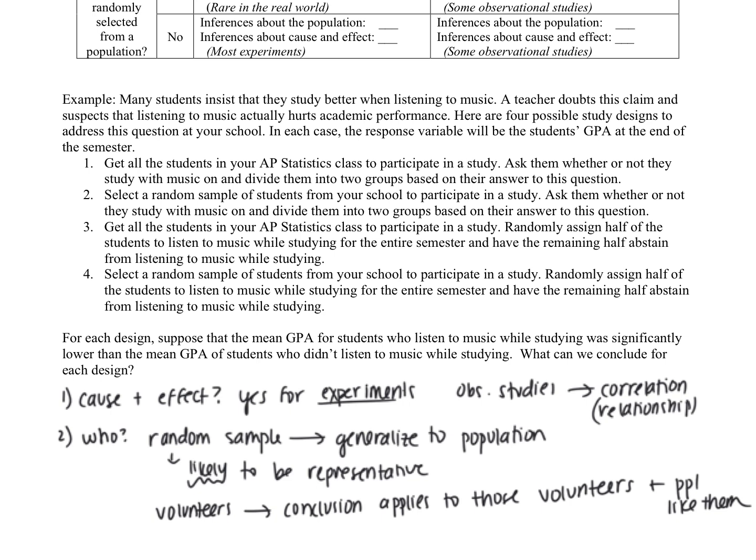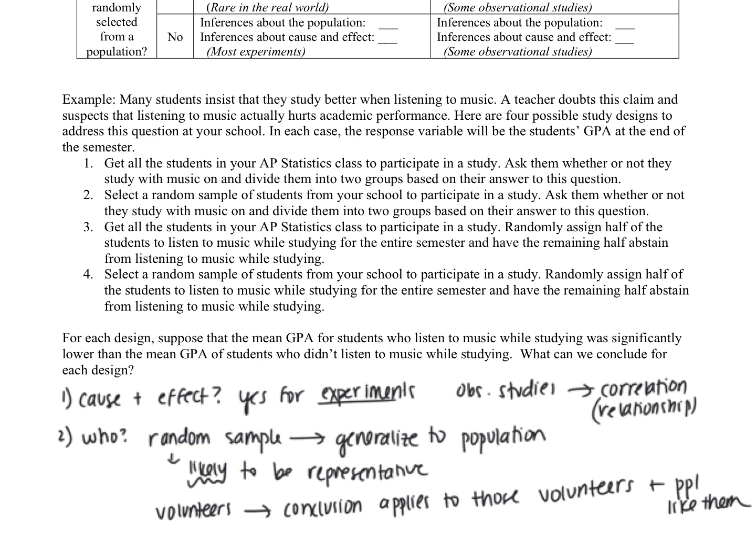For each design, let's say that the GPA for students who listen to music while studying was lower than the students that didn't listen to music. What can we conclude? And so what we're going to ask, can we conclude cause and effect, and who does that conclusion apply to? So the first one, get all the students in your AP Stats class to participate in a study. Ask them whether or not they study with music on and divide them into two groups based on the answer to this question.